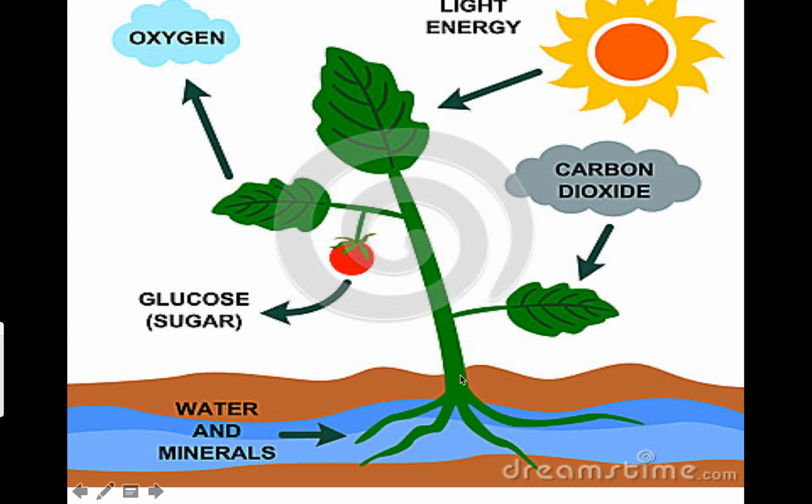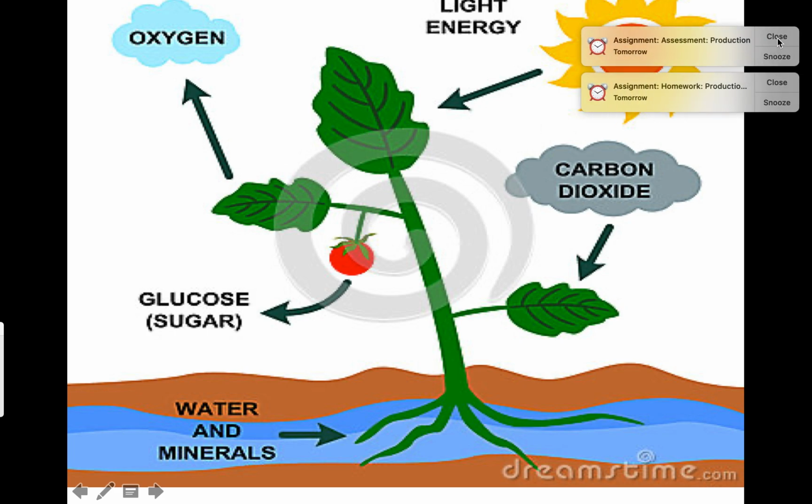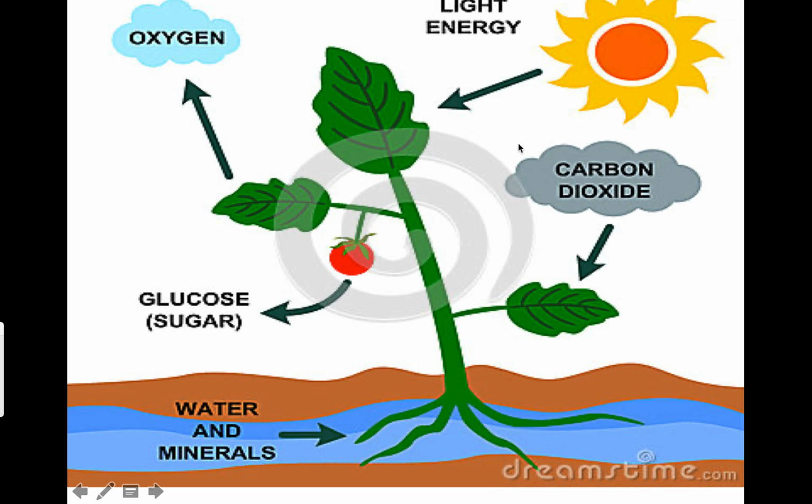And so that water then goes up into the leaves, where light energy converts it into sugar. That sugar is transported to the fruit. Carbon dioxide enters the leaves, and that is glucose or sugar. And then oxygen is released into the atmosphere.